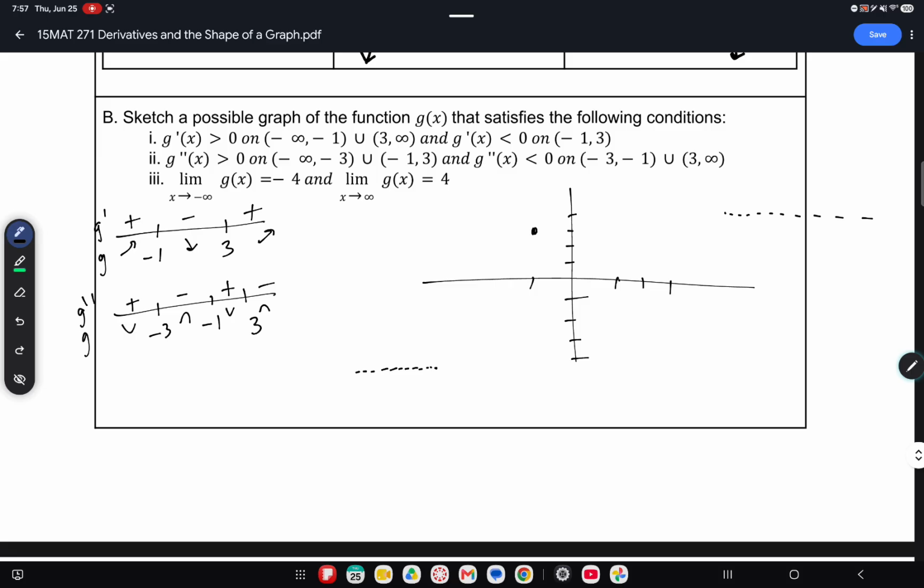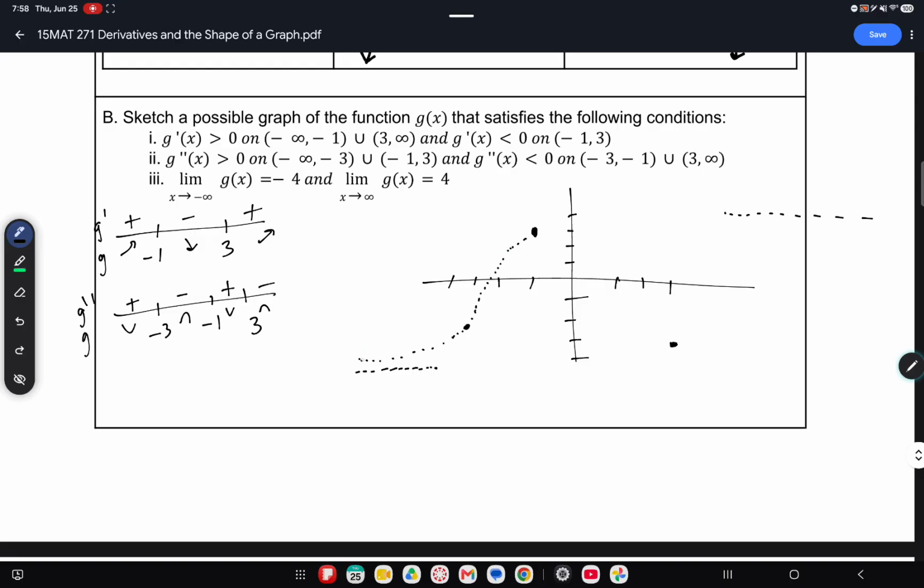So let's just make some values. And then the second derivative, I have some points of inflection at -3, -1, and 3. But I'm increasing from -infinity to -1. So I'm going to do a little rough sketch here.